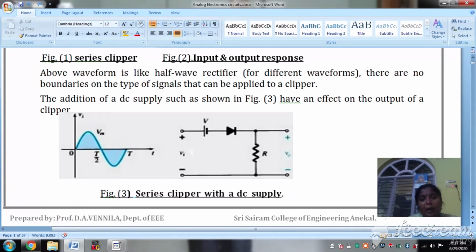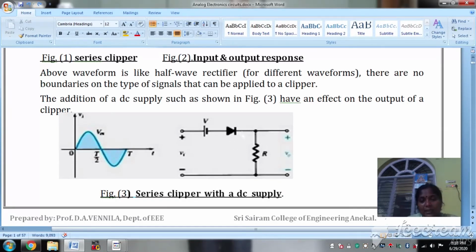Now, if I give both inputs, the AC input as well as the DC input, to this circuit, the diode will not conduct until this sine waveform crosses the 1 volt of your DC. The diode will not conduct until the input AC voltage crosses the DC voltage. Until then the diode will be reverse biased. Once the AC voltage crosses the DC voltage, that is 1.01, or once it crosses this 1 volt, the diode starts to conduct.